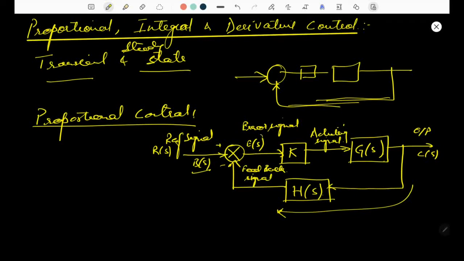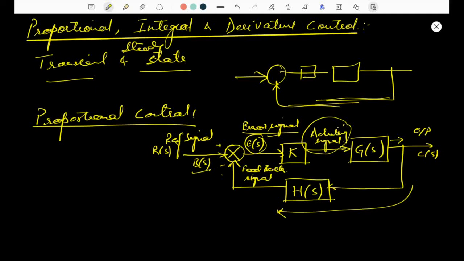R(s) minus B(s), E(s), is simply the error signal. Whatever the error or output deviation is there, the proportional error you will get at this point. Then this error signal will develop the actuating signal proportional to that particular error, and we give that actuating signal to the system, and according to that we get the output over here. So this is how a simple system works, and proportional control works like this.